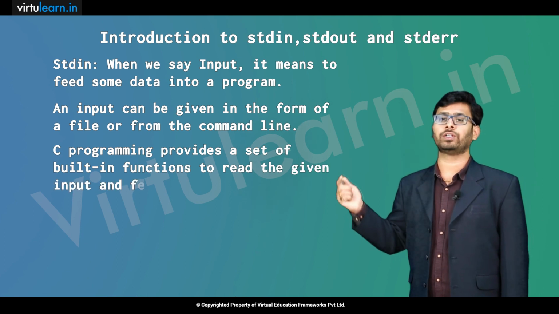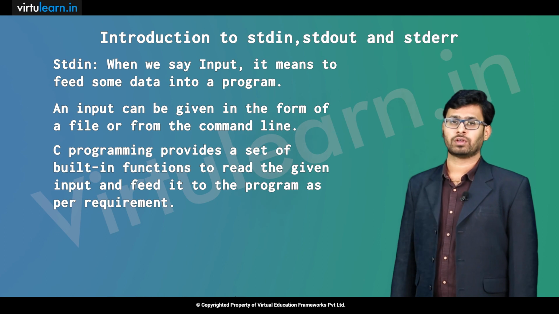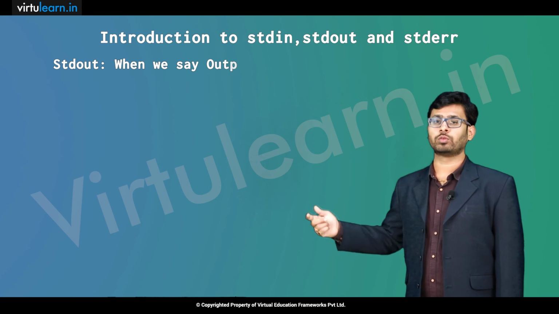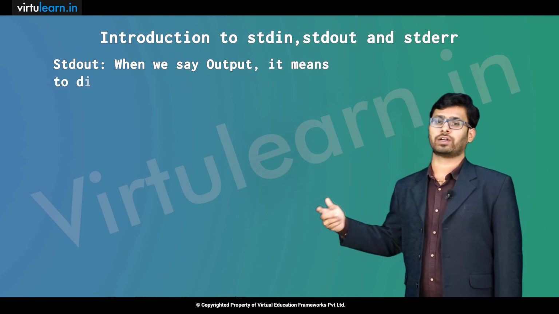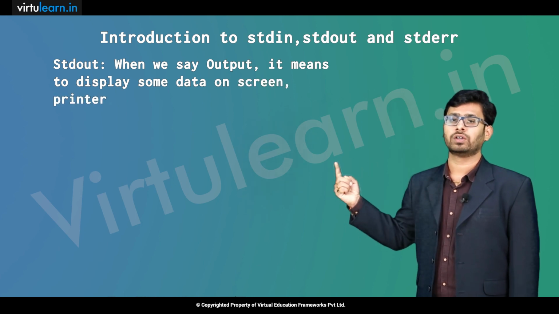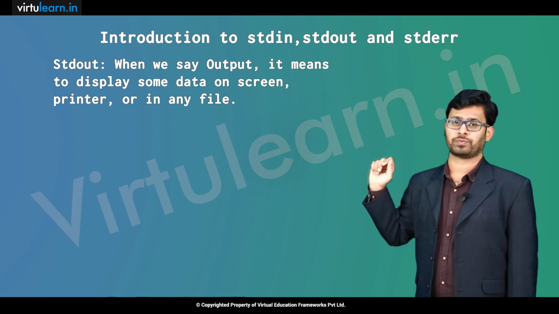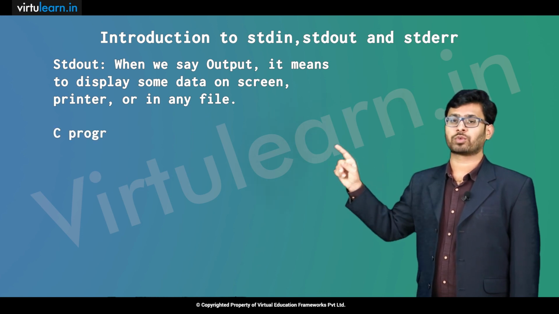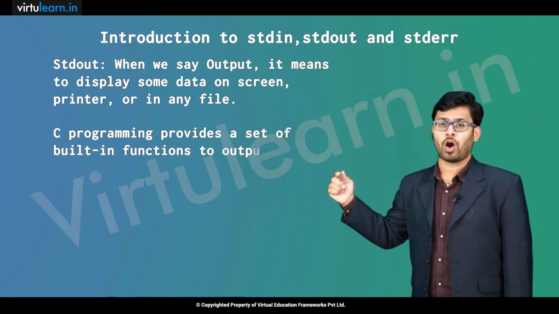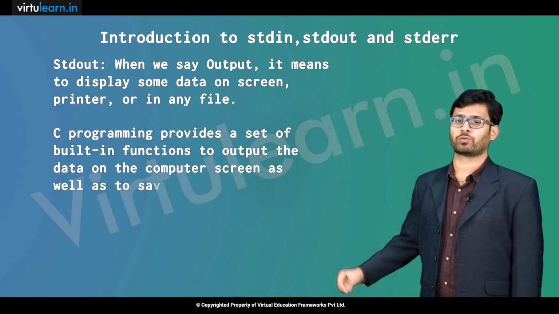stdout, when we say output, that is standard output, it means to display some data on screen or in a file. C programming provides a set of built-in functions to output the data on the computer screen as well as to save it in text or binary files. stderr, when we say standard error, it means to display some error message on the screen.